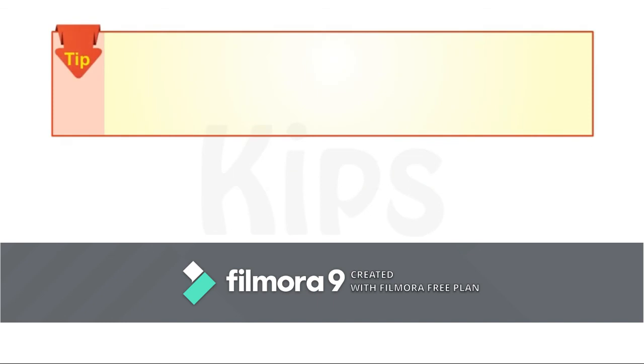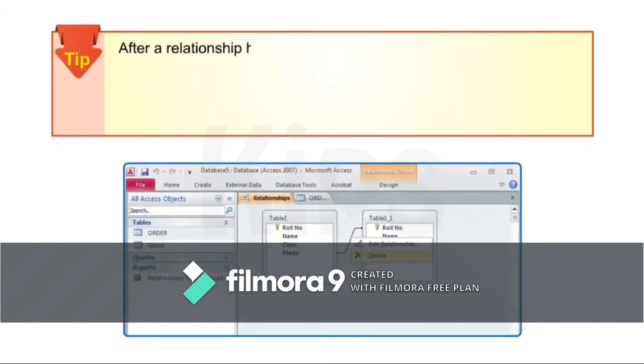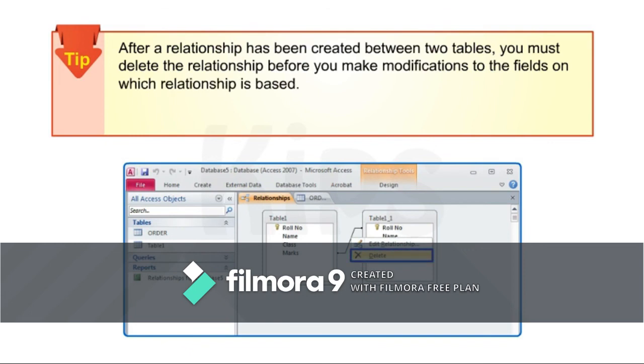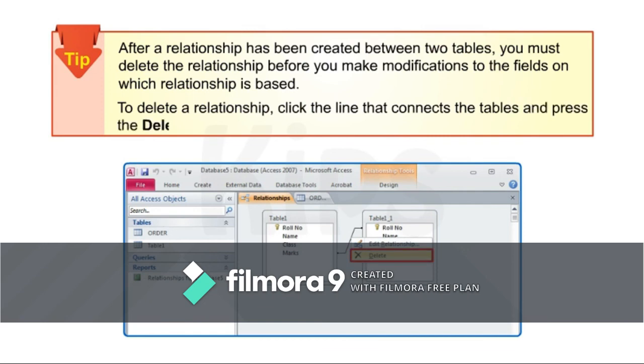Let us share an important tip with you. After a relationship has been created between two tables, you must delete the relationship before you make modifications to the fields on which relationship is based. To delete a relationship, click the line that connects the tables and press the delete key.